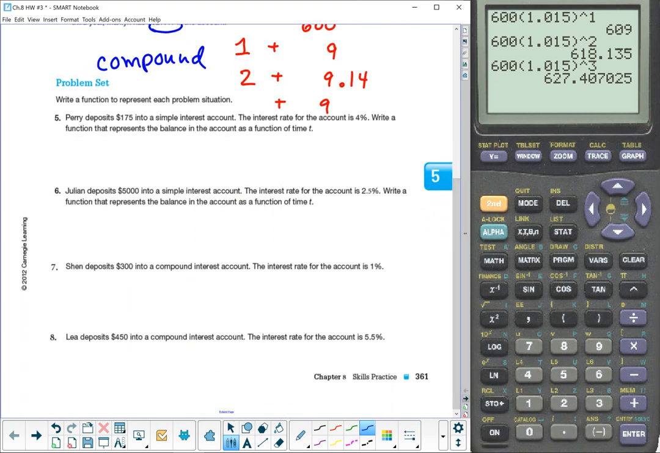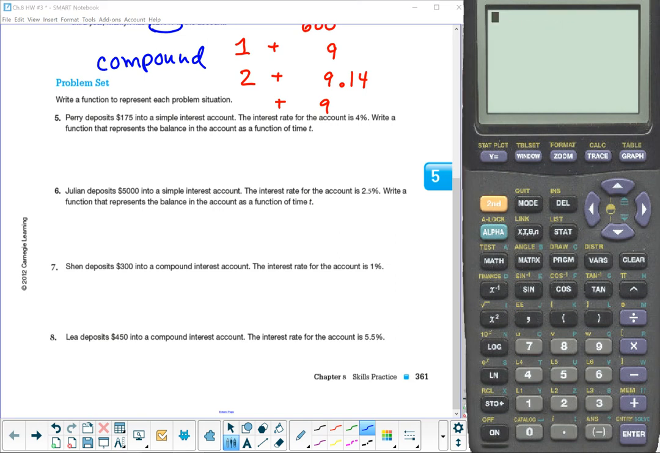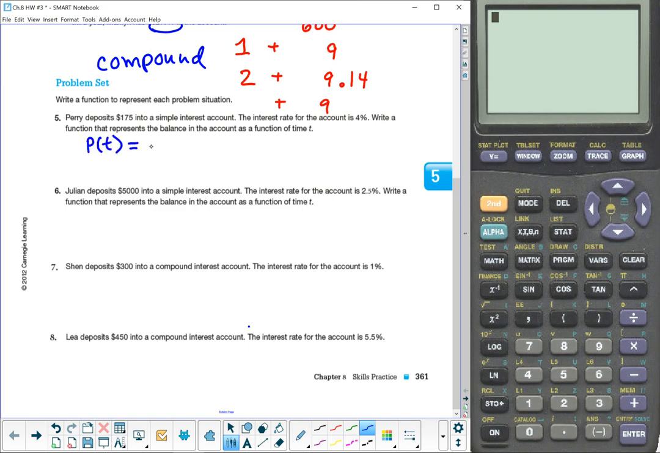Okay, number 5. Write a function to represent each problem. So we're not actually solving it, we're just writing a function. Perry deposits $175 into a simple interest account. We're going to write it as P of T, or you can write it as A of T for a final amount. But I'm going to do P of T because we've been working with P of T. 175. The interest rate for the account is 4%. Write a function. So this is going to be plus 175 times 4%, and times the time.